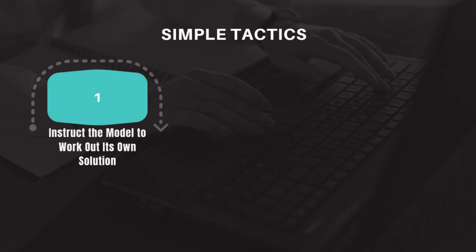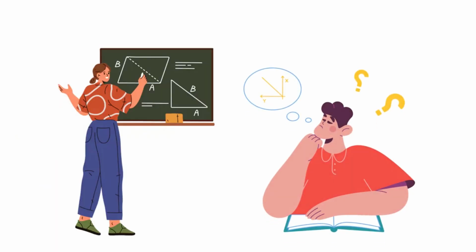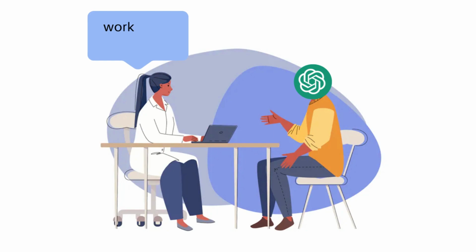Tactic 1: instruct the model to work out its own solution. Imagine you are a tutor evaluating a student's math problem. Instead of asking the model straight up if the solution is correct, first ask it to work out its own solution. This way, it thinks it through before giving an answer. Let me show you how.